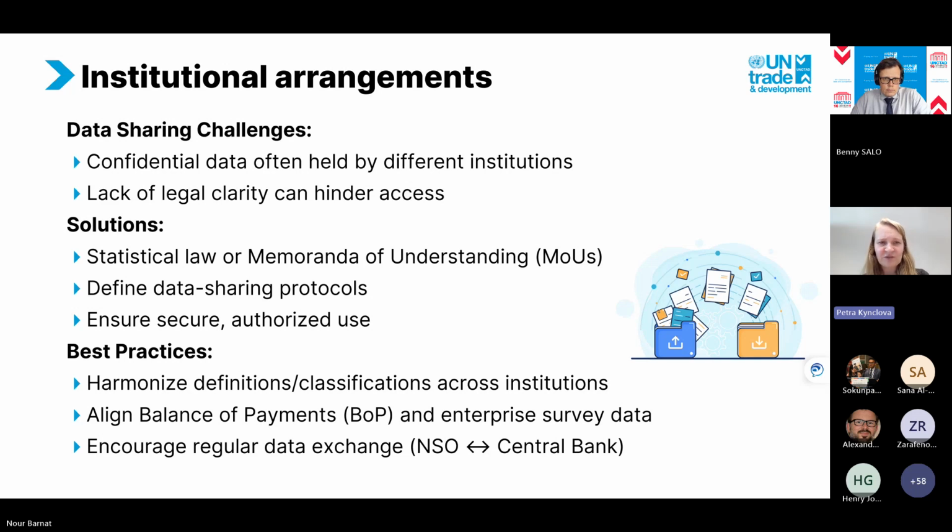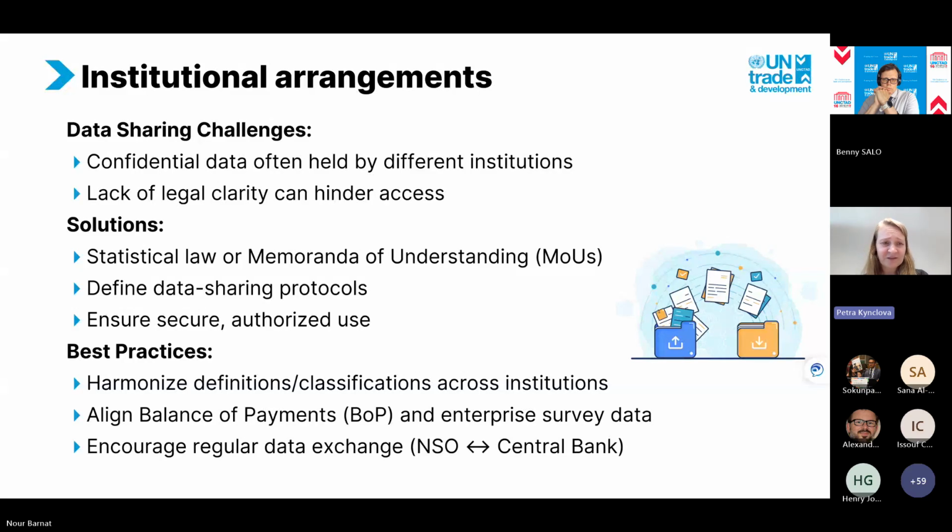What can be a solution is to develop a statistical law or have a memorandum of understanding among different institutions, clearly defining the data sharing protocols to make sure that the data are used securely and with authorization.